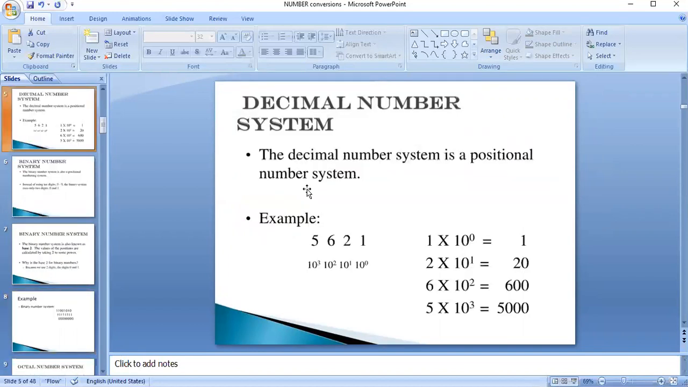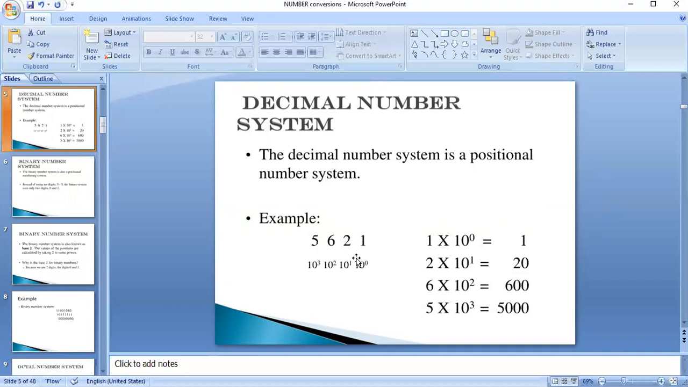And next, how can we represent a decimal number? For example, here I am taking 5621. It is a positional number system, or positional weighted system. The positional weights start from right to left. Here, the rightmost position is called the least significant digit position, LSD.